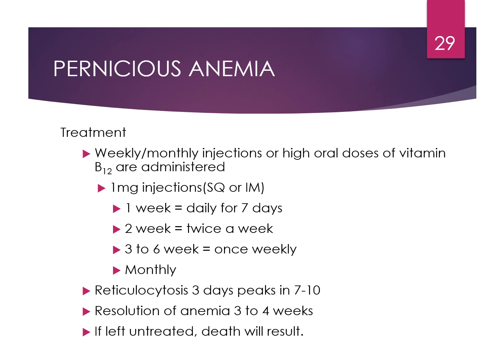So how do we treat a patient who has pernicious anemia? These patients would go through weekly and monthly injections of high doses of vitamin B12. So what you will see with these patients, they may get a 1 milligram injection, sub-Q or IM, of B12. The first week, they will get that injection daily for 7 days. The second week, they will get it twice a week. And weeks 3 through 6, they will only get it once weekly, and then they will go to monthly injections. And so what you will see is with these patients, their anemia should resolve within 3 to 4 weeks.